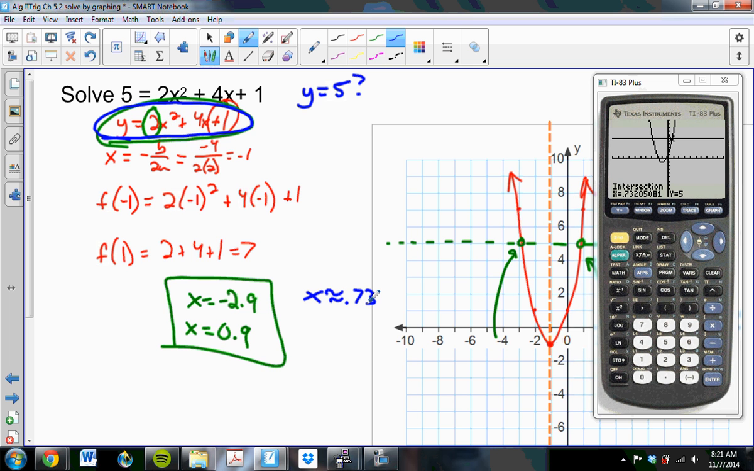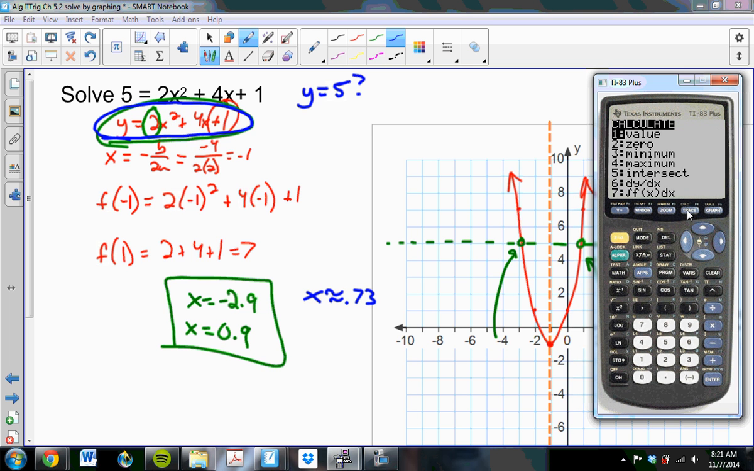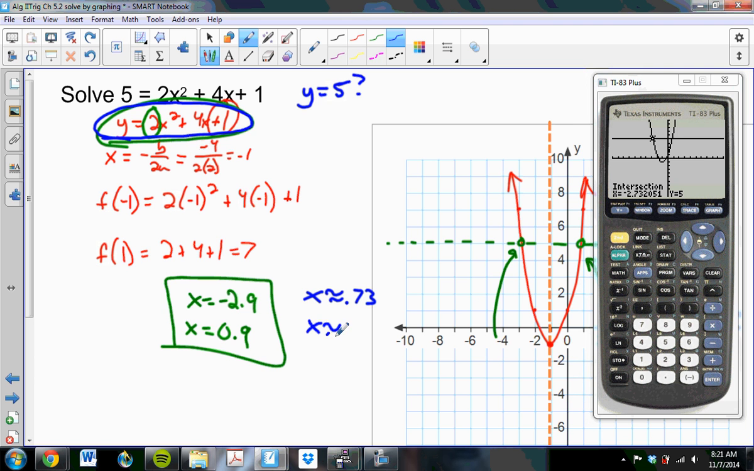And I can do it on the other side. I'll do it again. Second calc. Scroll down to intersect. Scroll over this way, all the way to the left. I'm going to hit enter here. Then hit enter here. One more time. It shows me -2.7. A much more accurate way to find that point of intersection and solve this equation on your graphing calculator.